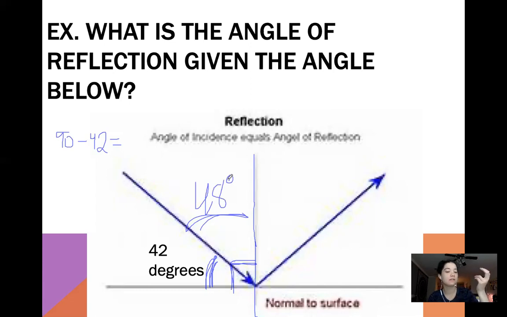If our angle of incidence is 48 degrees, what's the angle of reflection? Also 48 degrees. Pretty straightforward. Just make sure you look at the pieces you're given to ensure that you find the right piece of information for the answer to your question.